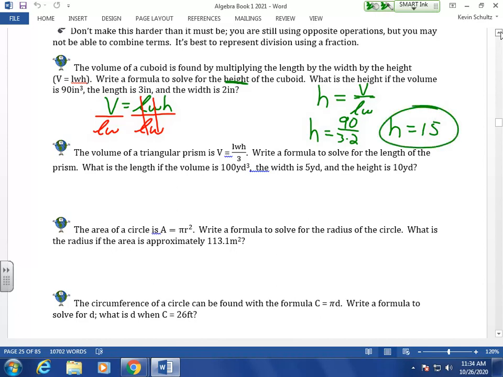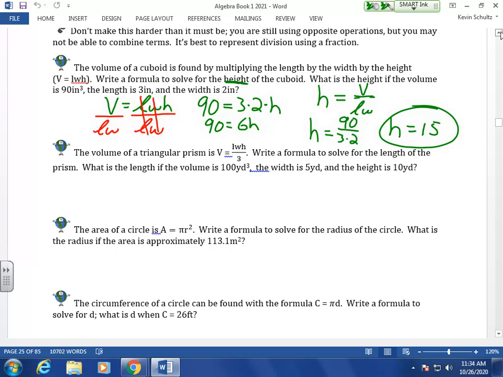Going back to the original formula, Audrey's first thought was to plug these values in. 90 equals the length times the width times the height. To solve this, wouldn't we multiply the length and width together to get 6 times H and then divide both sides by 6? 90 divided by 6. That's what we're doing here also.